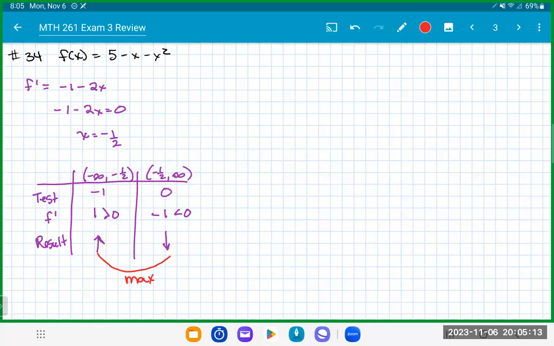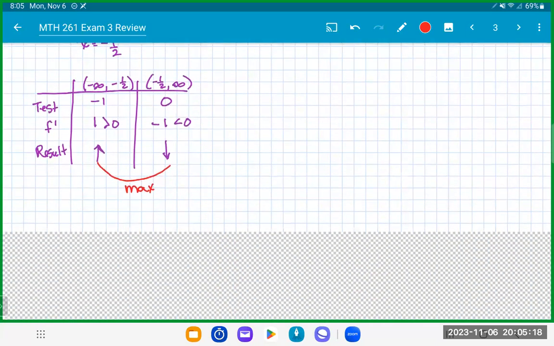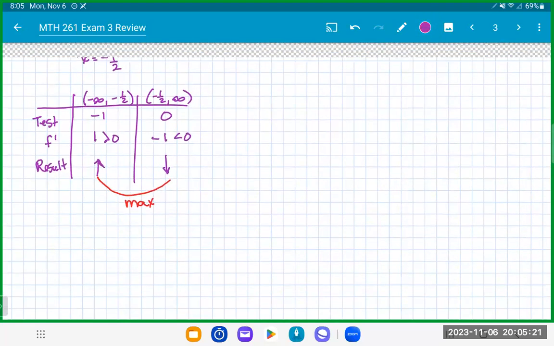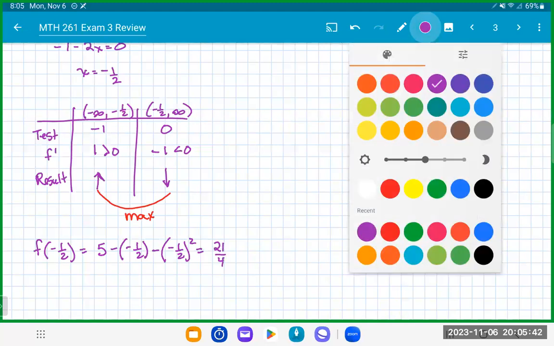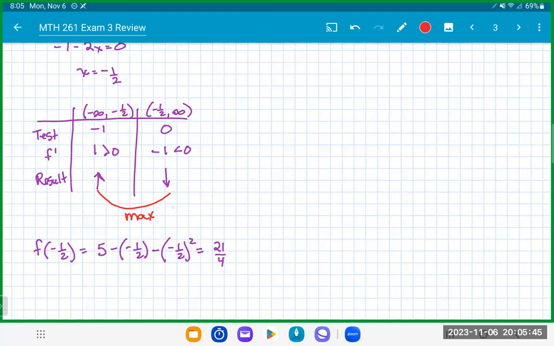Okay. And that is going to occur at the point, well, we have to calculate that, right? So if I know my x is negative 1/2, I need to evaluate my function at negative 1/2, and that would be 5 minus negative 1/2 minus negative 1/2 squared, and that's going to equal 21/4. Okay, so we'll have this max point. It occurs at negative 1/2 and 21/4.